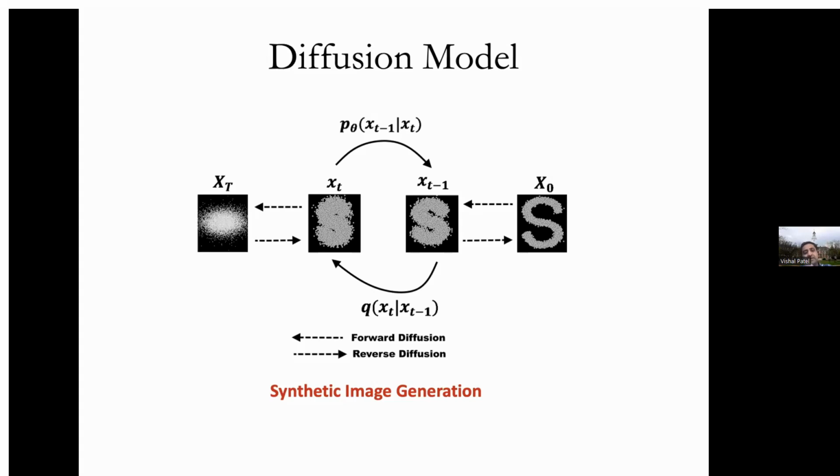And you have a conditional version of this as well. In other words, you can put some condition, like generate an image of a person with open mouth, or generate an image with black hair or brown hair, and so on and so forth. So you can also come up with a conditional version of this process.